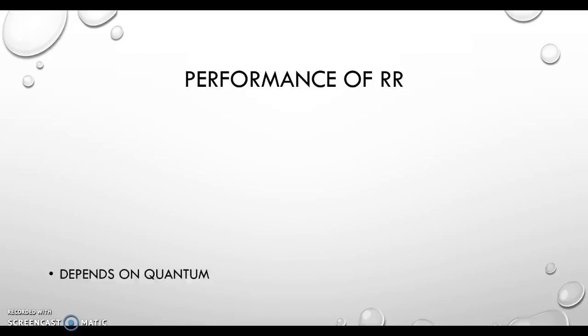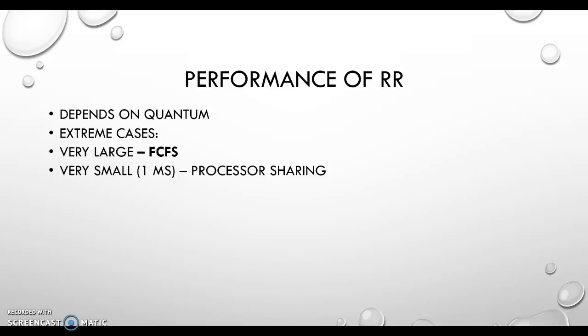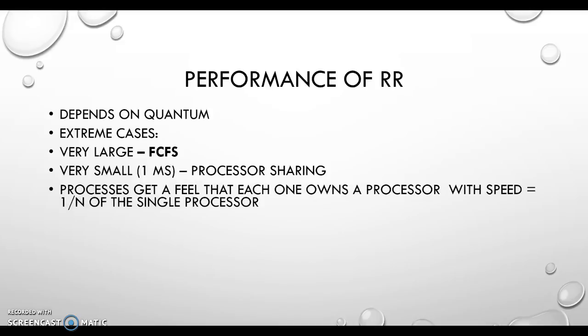Let's see the performance of round robin. This totally depends on the time quantum, or it can be called the time slice. What are the two extreme cases? Well, if the time quantum is very large, it becomes FCFS. If the time quantum is very small, say 1 millisecond, then this becomes processor sharing. In processor sharing, each process gets the feel that it owns a processor with speed 1 by n of the single processor.